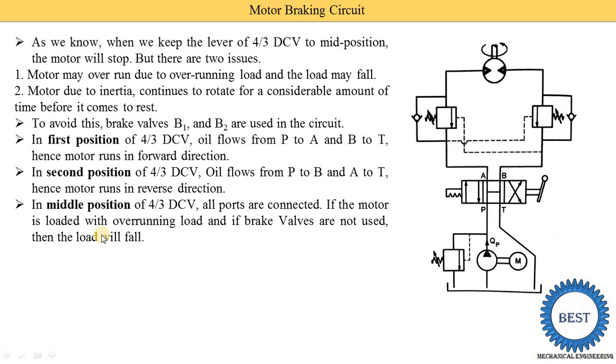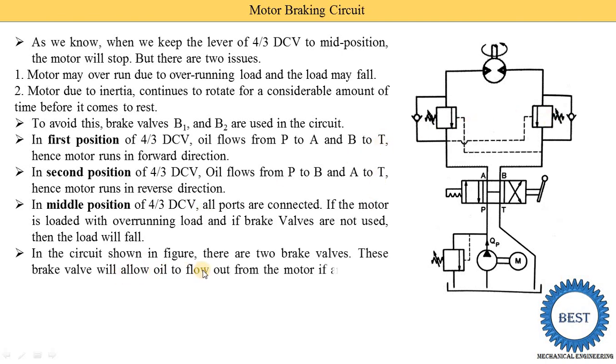If the motor is loaded with an overrunning load and if brake valves are not used, then the load will fall. We consider that we are not installing the brake valve. Then what happens? In the center position, the load starts to fall. So to avoid this, we use brake valves B1 and B2.